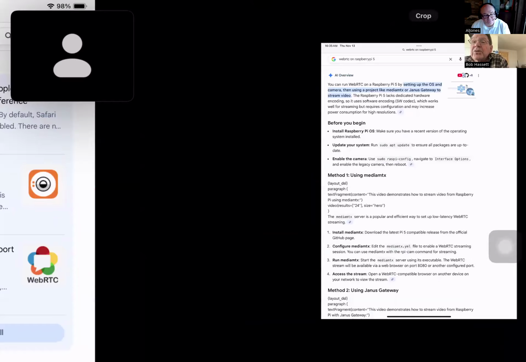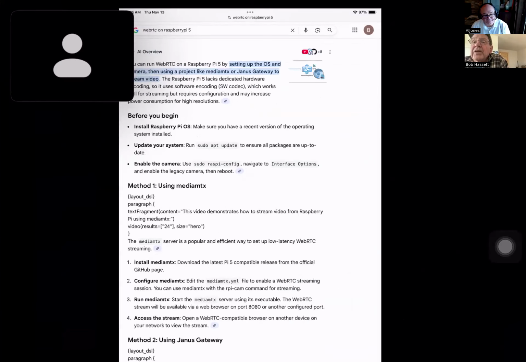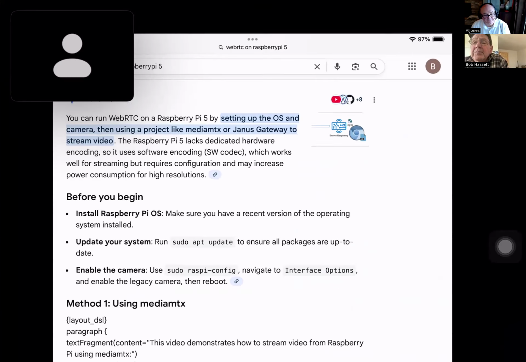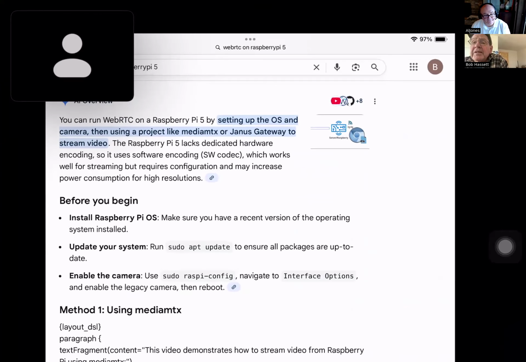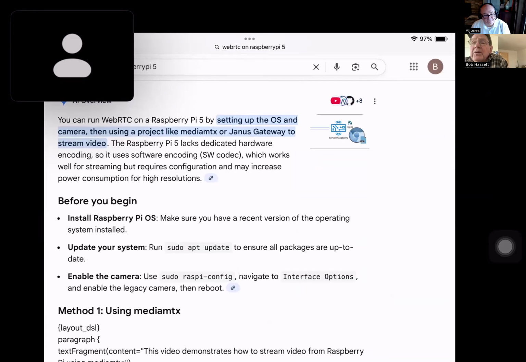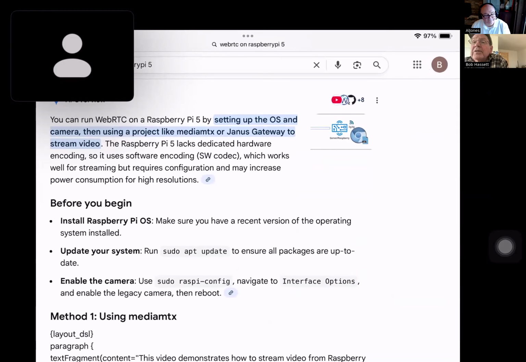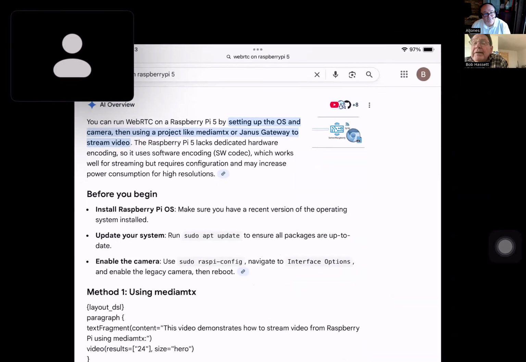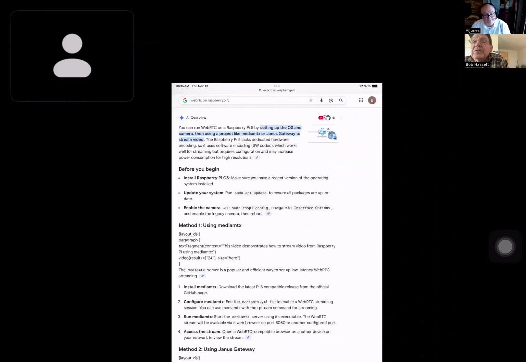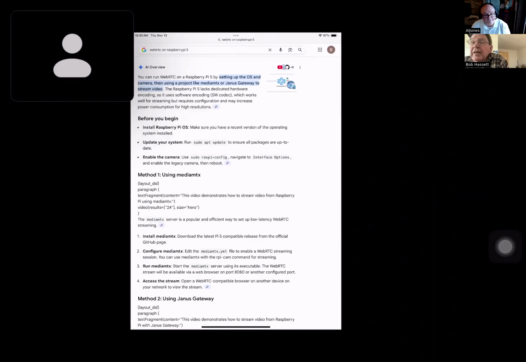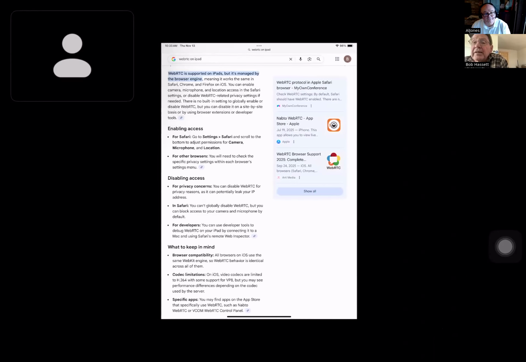And then also you can do it on a Pi, but you have to use something like Media Mix or Janus Gateway. So I've got some more research to do on that for the Pi. So that's about, I think that's about all I got.